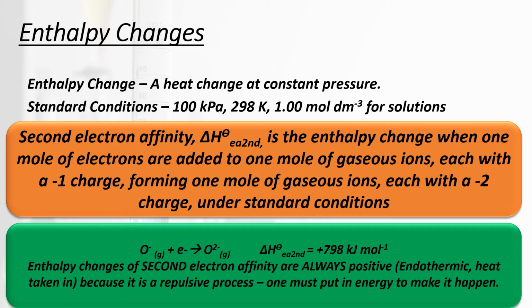Electron affinity is different, though. First electron affinity is negative. We're adding an electron in. We have our positively charged nucleus. That's an attractive process, so exothermic, energy is released.